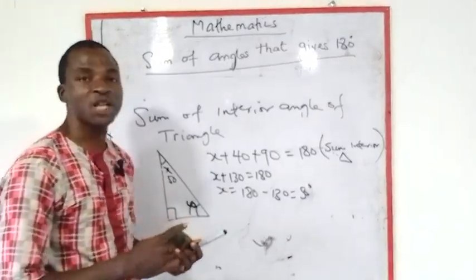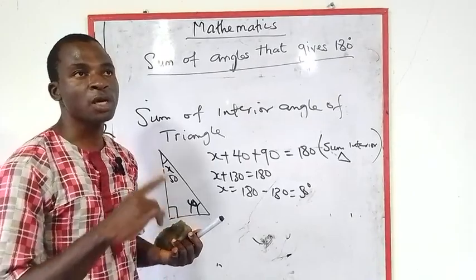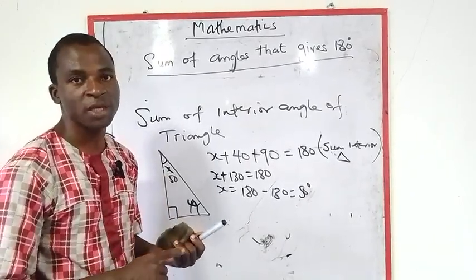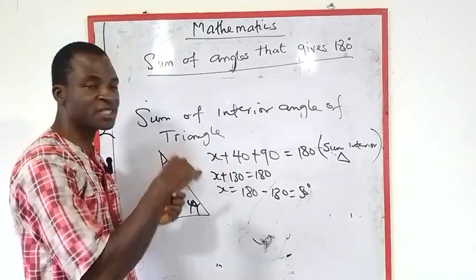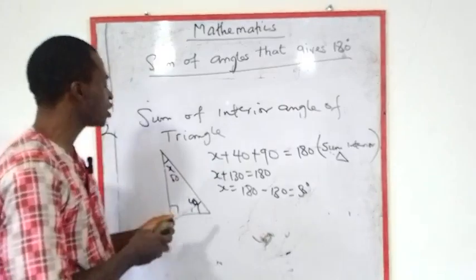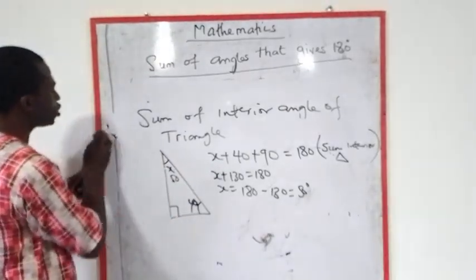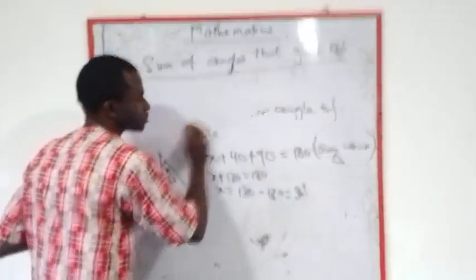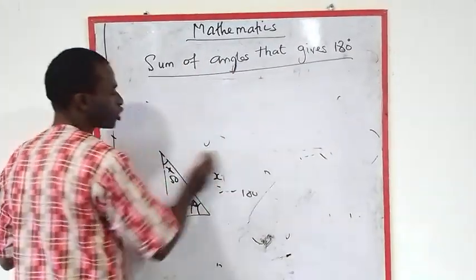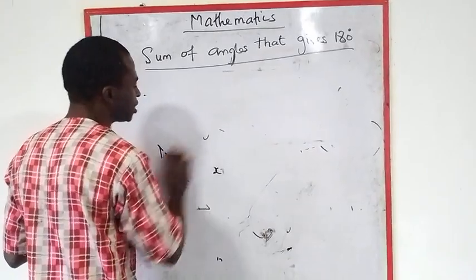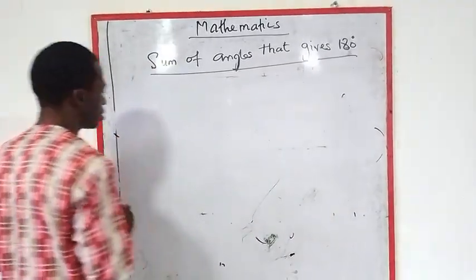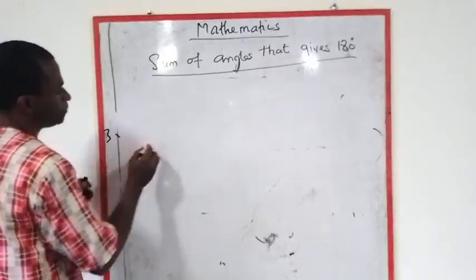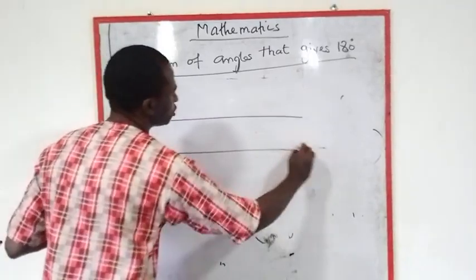The first one is the sum of angles on a straight line. Then the second one we talked about is the sum of interior angles of a triangle. Then the third one I want to talk about is where we have corresponding angles. In my previous video, I talked about corresponding angles.